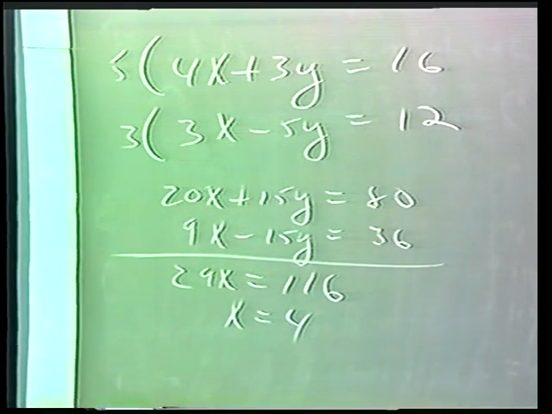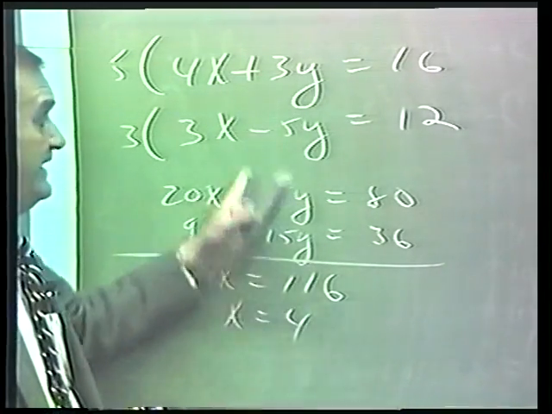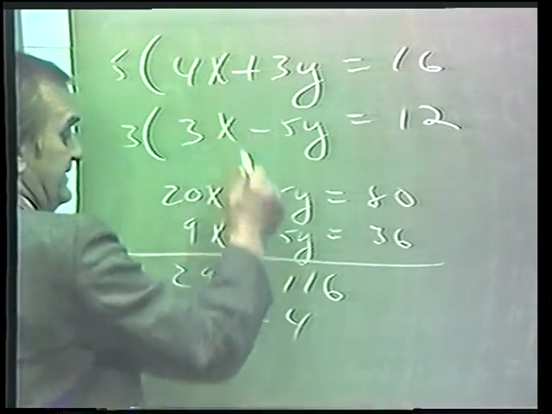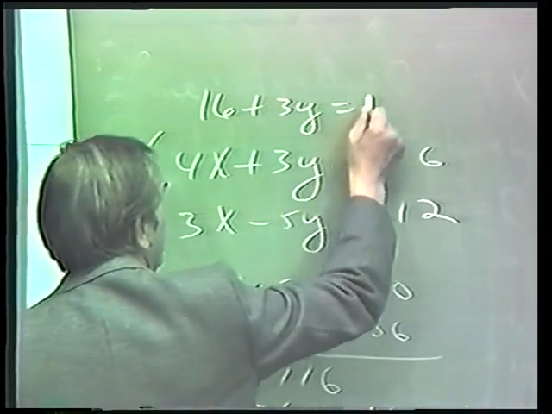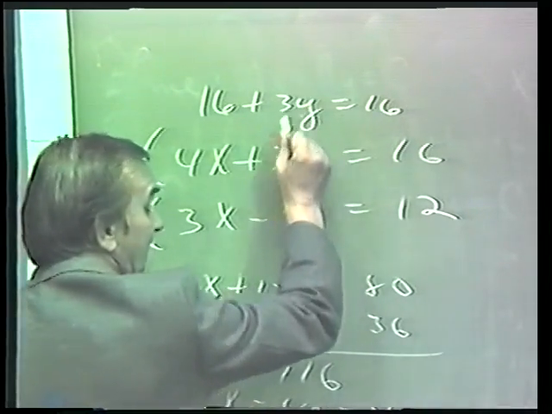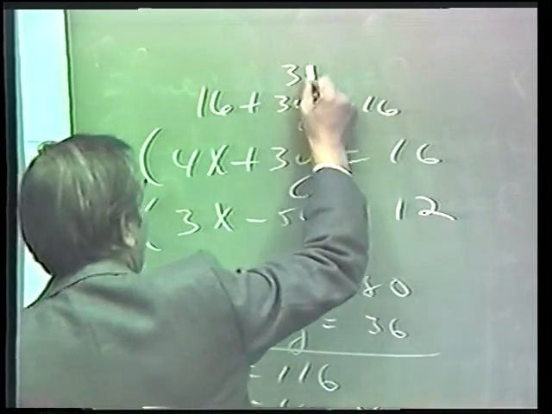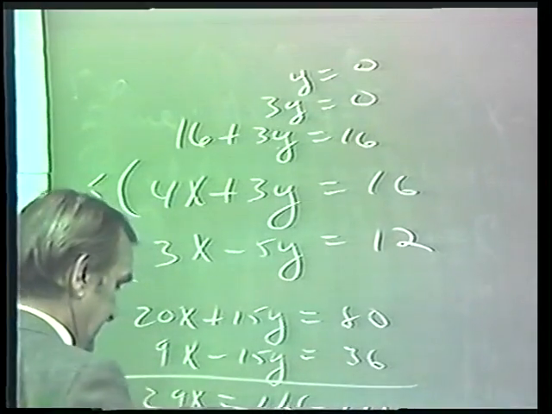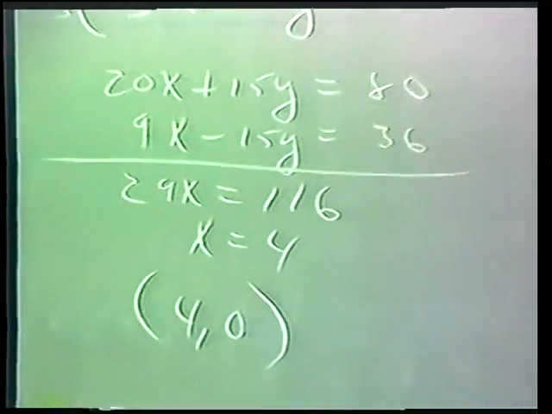I have to find the corresponding value of y. So I go up to the first equation. I know now that x is 4. So every place I have an x, I put in a 4. I have 4 times x, so that'd be 4 times 4 is 16, plus 3y equals 16. We're solving for y, one equation, one unknown. We get 3y equal 0, y equals 0. Remember, this is an ordered pair. It's a point. 4, 0.